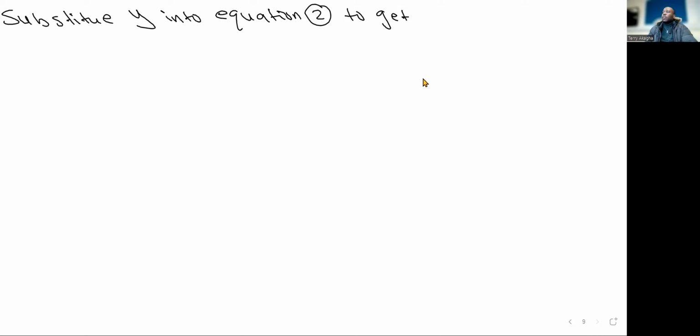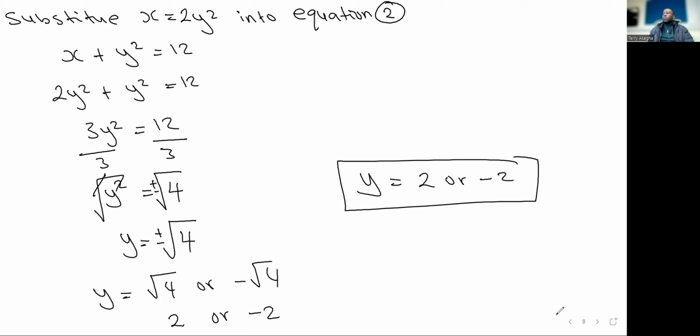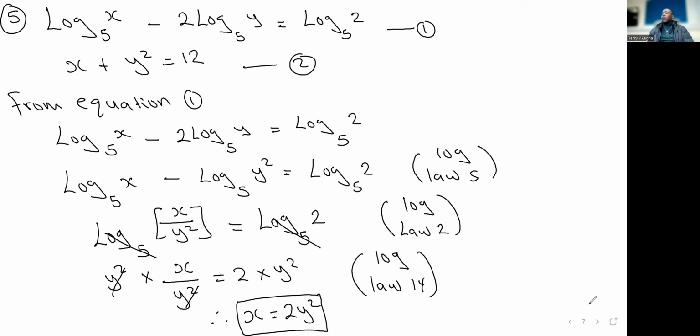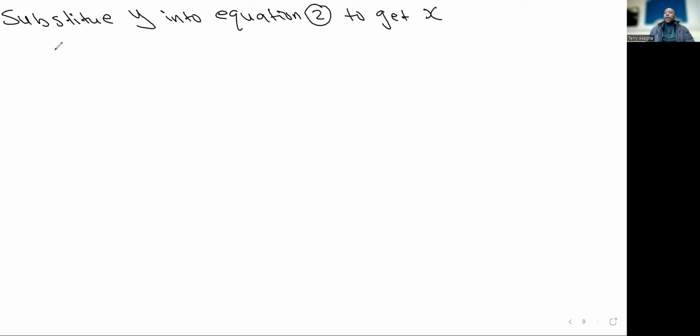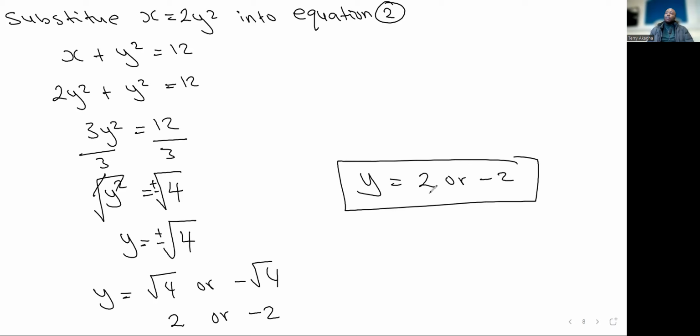Okay, so that's what I'm going to do. We had two values for y. So what do we have for equation 2 there? We had x plus y squared is equal to 12. Therefore, x is going to be equal to 12 minus what? y squared. But in this case, we have two values for y: when y is 2 and when y is minus 2.